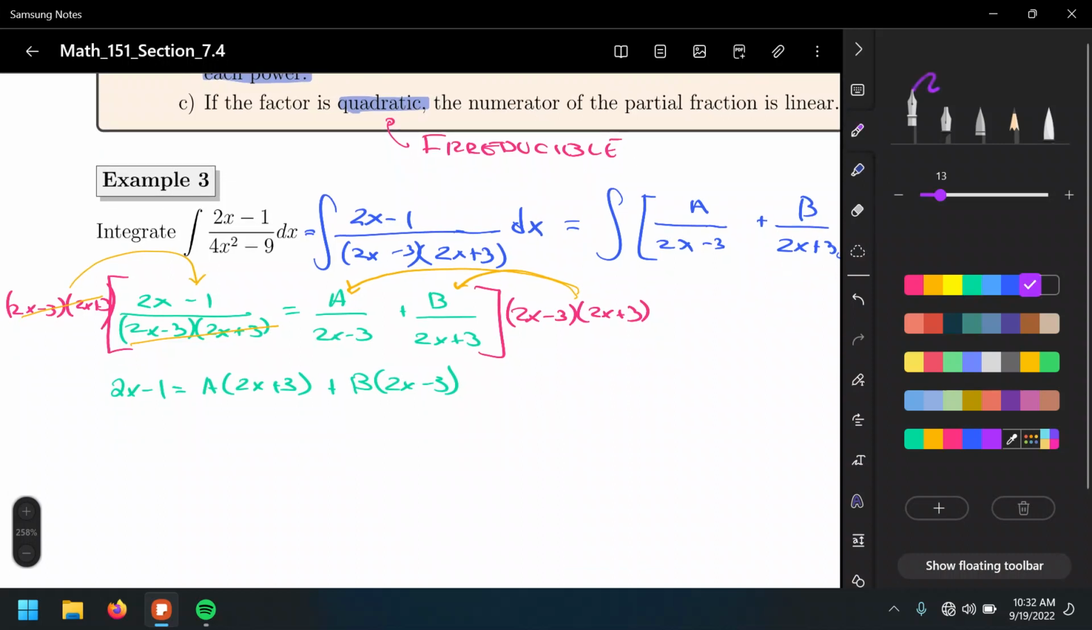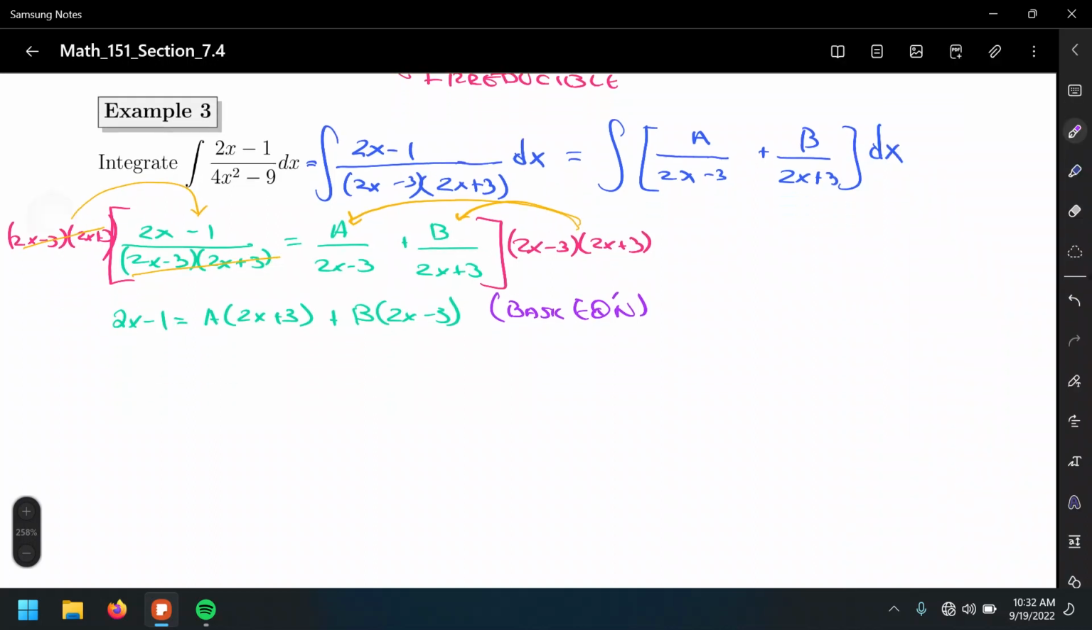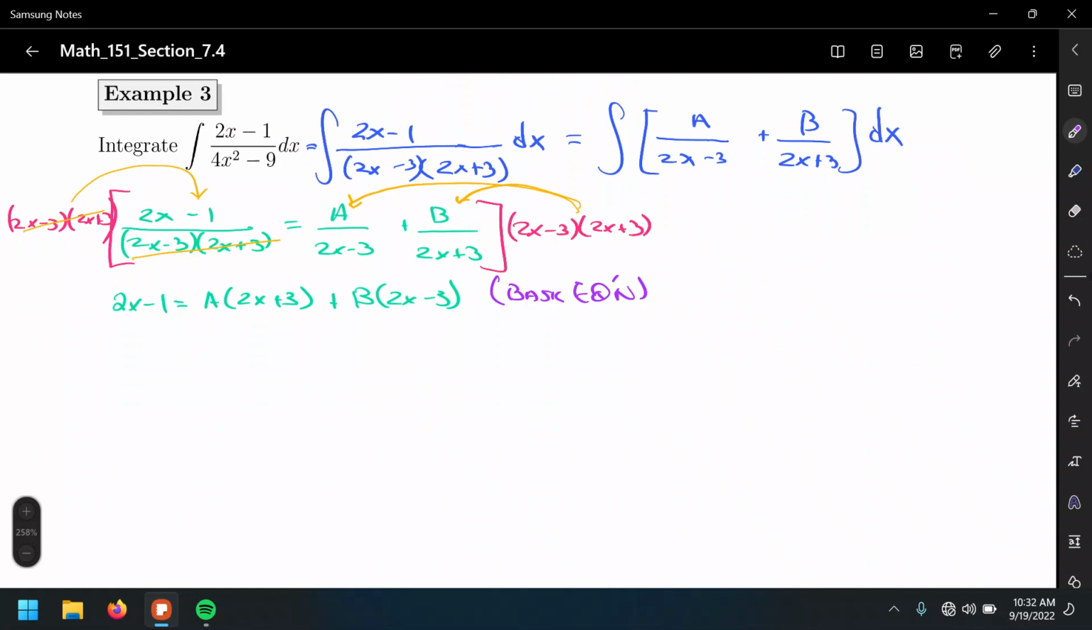So this will be our basic equation. And this equation, it's the one that we're going to use to find the constants a and b. So we use the simplest one, not the ugly one. Alright? And here is the part where we will need our number sense. Okay, can we think of a clever number to cancel out one term so we can find one of the constants?